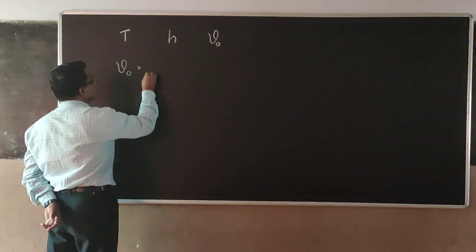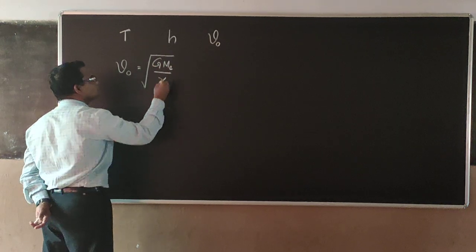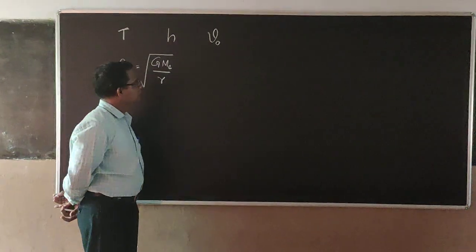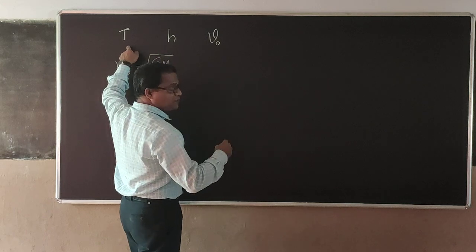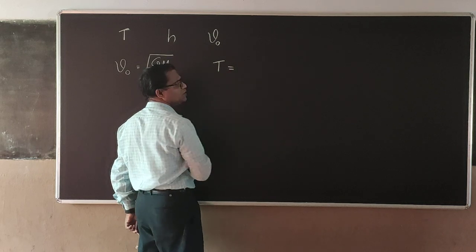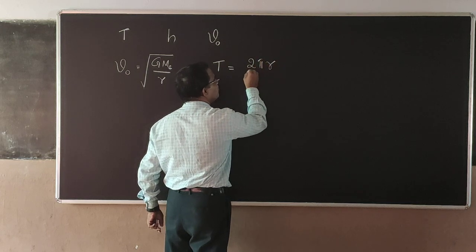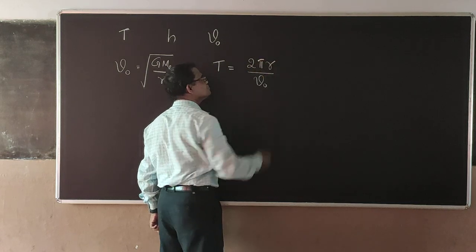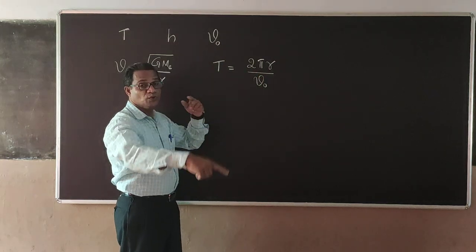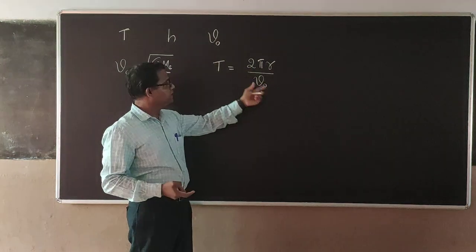V_O is equal to root of GM_E by r, where r is the orbital radius desired. Then if T is the time period of revolution of the satellite around it, then T will be equal to 2πr by V_O, where 2πr is the distance traveled in one revolution. So distance traveled in one revolution divided by the speed gives you the time period.